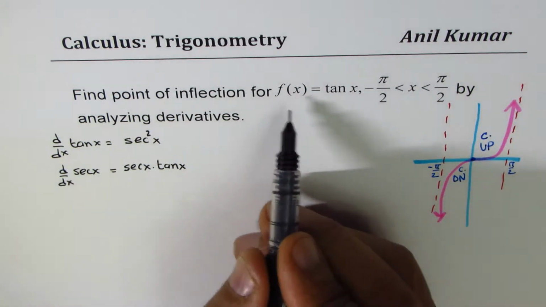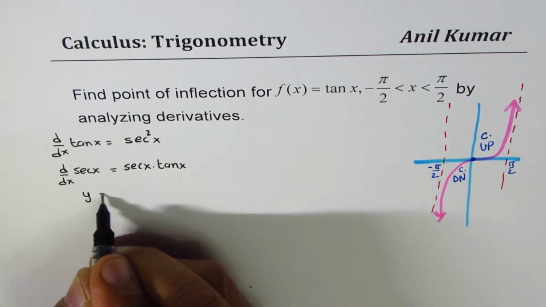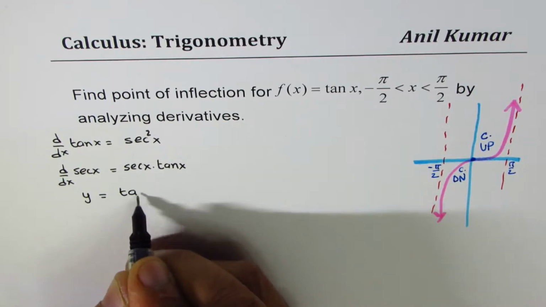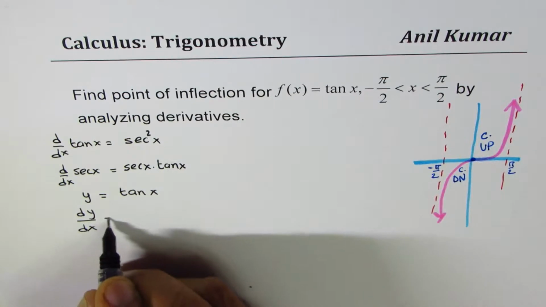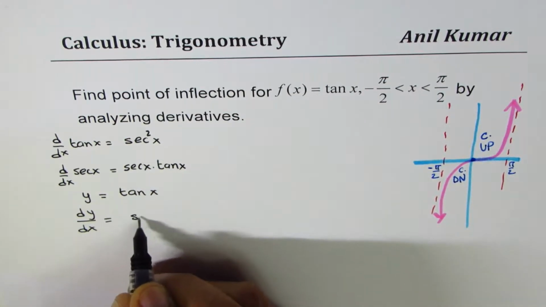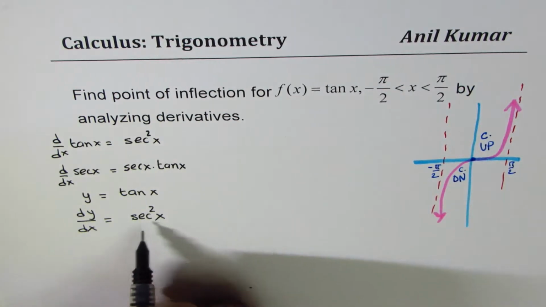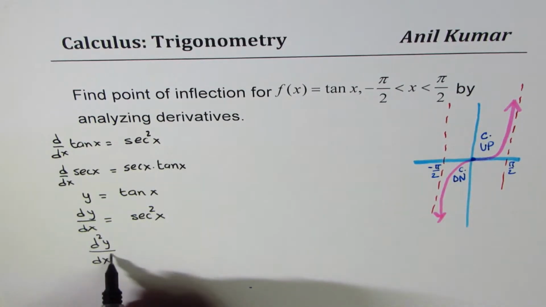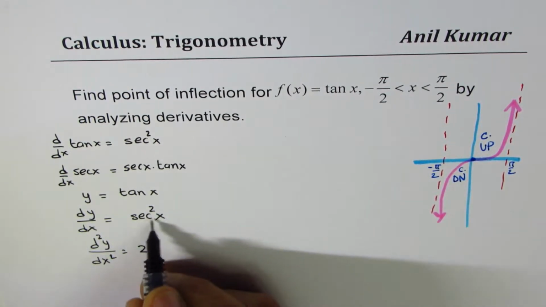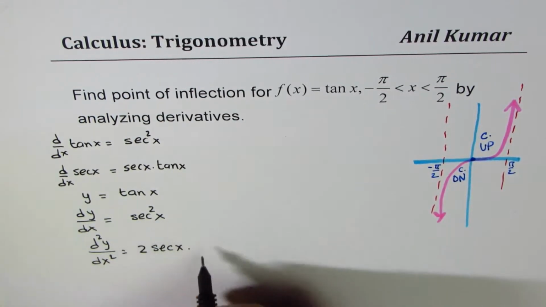So let's begin. We have the function f of x equals tan x. Let me write this as y equals tan x. So dy dx will be equal to secant square x. So that's the first derivative. The second derivative is the derivative of secant square x. So we can write d2y dx square is 2 times secant x times derivative of secant x.